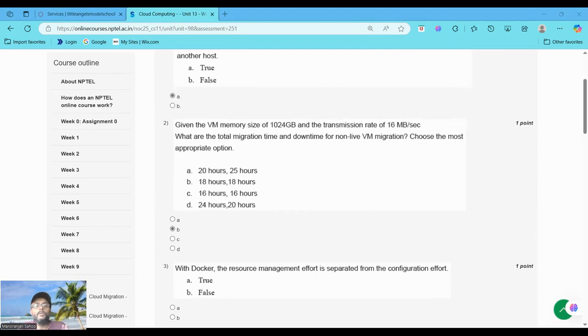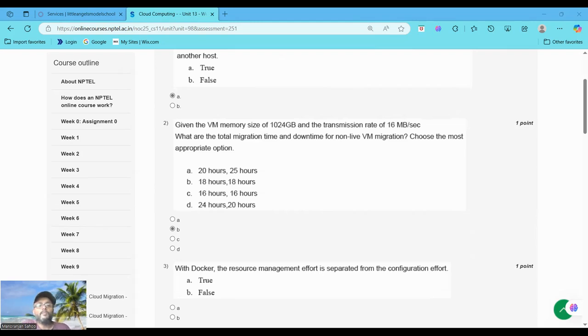So we convert GB to MB, that is 1024 into 1024. Clear? It will be 10,48,576 MB. Clear? We converted the GB to MB. Now time is 10,48,576 MB by 16 MB per second. So it will be approximately 65,536 seconds. That is nearly equal to 18 hours 20 minutes, or 18.20 hours.